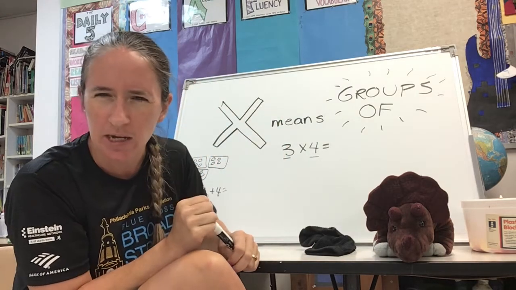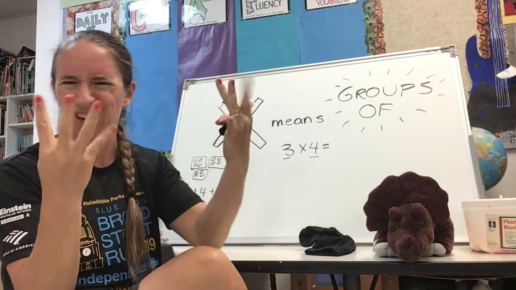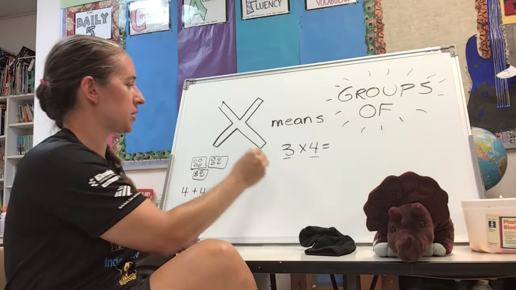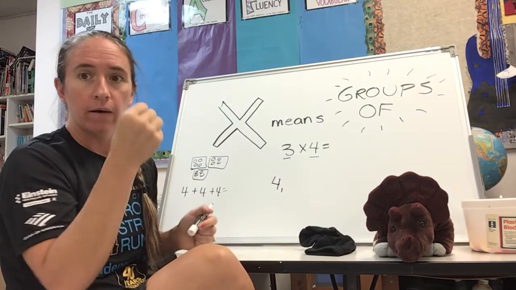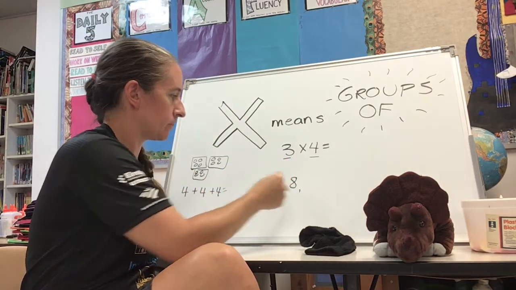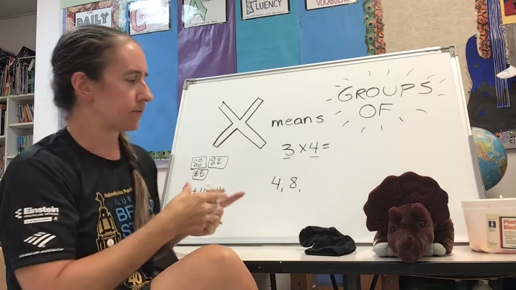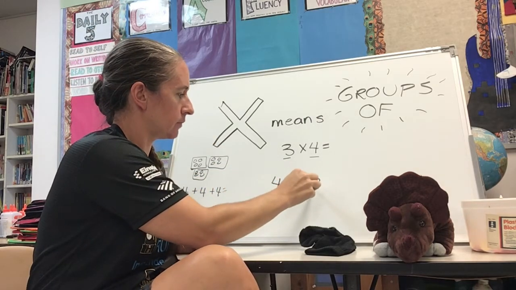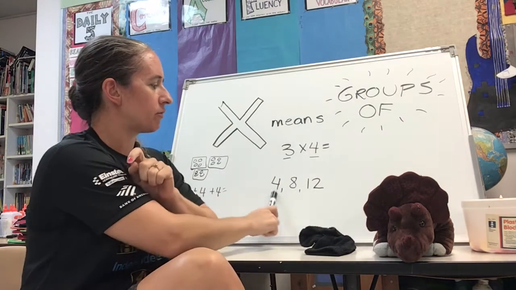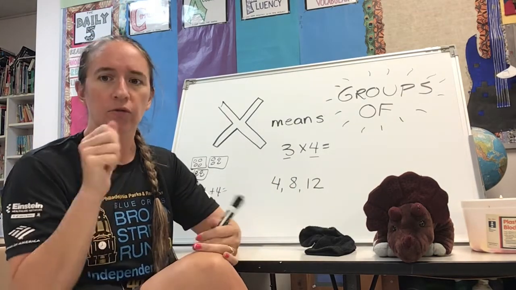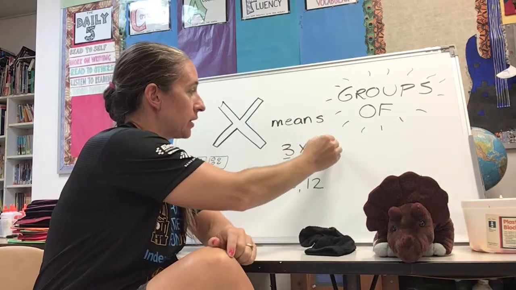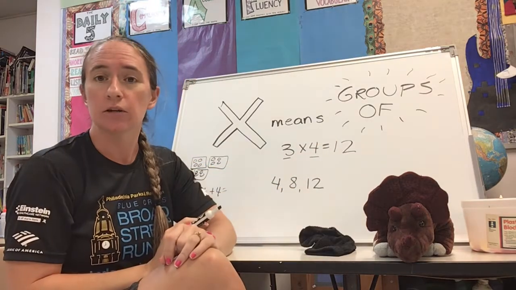Actually, you know what? I'm going to back up and do this again, because it's hard to keep track on 2 sets of fingers. So I'm going to go like this. 1, 2, 3, 4. That's my first number. 5, 6, 7, 8. That's my second number. 9, 10, 11, 12. That's my third number. So I wrote 3, those are the 3 times I skip counted by 4. 4, 8, 12. So 3 times 4 still equals 12.